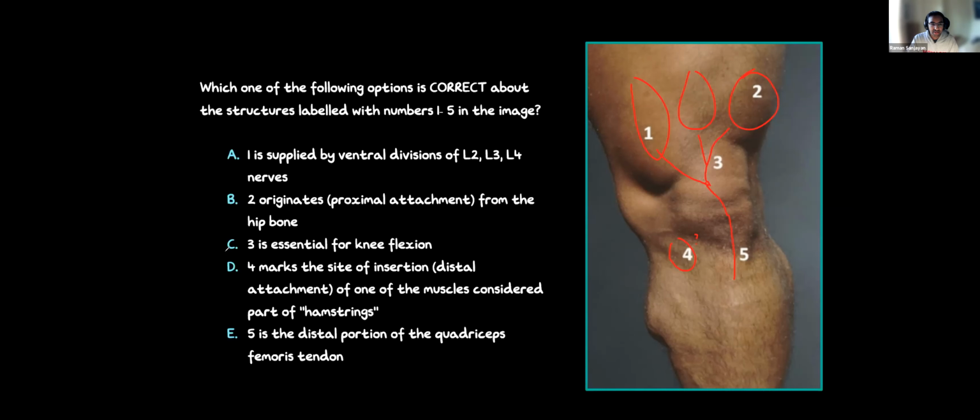Anyway, let's continue eliminating. 3 is enough for me. Flexion? No, it's an extension. 4 marks the site of insertion of one of the muscles. The hamstrings, nope, because we know hamstrings are posterior. So posterior, I think there's one that attaches laterally, but mostly posterior. 2 originates from the hip bone. Again, I'm pretty sure most of the flexors, just generally speaking, attach at the top of the femur, so probably not. 5 is the distal portion of the quadriceps femoris. Yes, we discussed that. That's true.